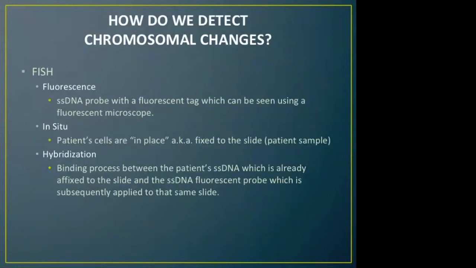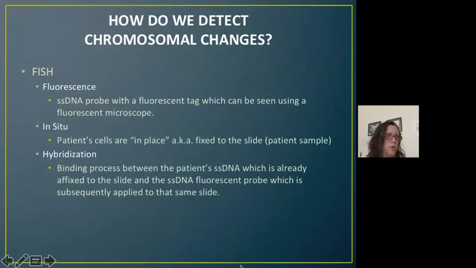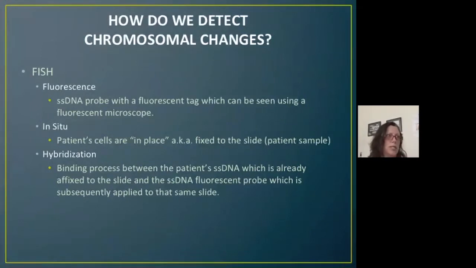Very, very quickly, there are single-stranded DNA probes that are tagged with a fluorophore, which can be seen using a fluorescent microscope. The patient cells are set in place on a fixed slide. The binding process is between the patient's single-stranded DNA, which is already affixed to the slide, and the single-stranded fluorescent probe, which is subsequently applied to the slide.